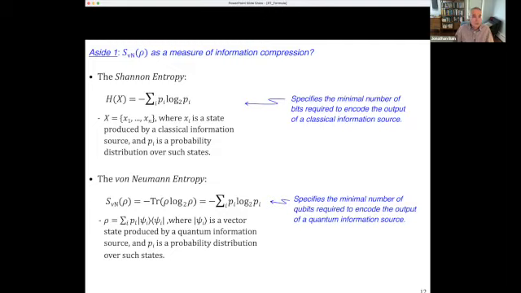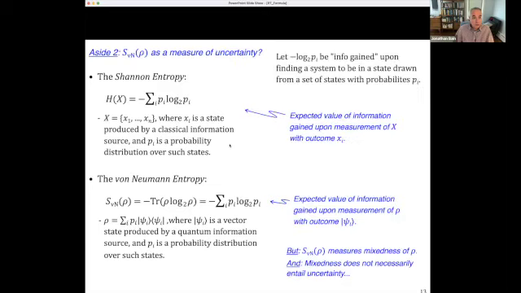So that's aside one. Another alternative interpretation of the von Neumann entropy is based on another way of interpreting the Shannon entropy. So aside two: the Shannon entropy can also be interpreted as a measure of uncertainty. In this context, we're told to identify this expression, minus log to the base 2 of p sub i, as the information gained upon finding our system to be in one of the states of an ensemble of classical states, namely the one corresponding to the probability p sub i.